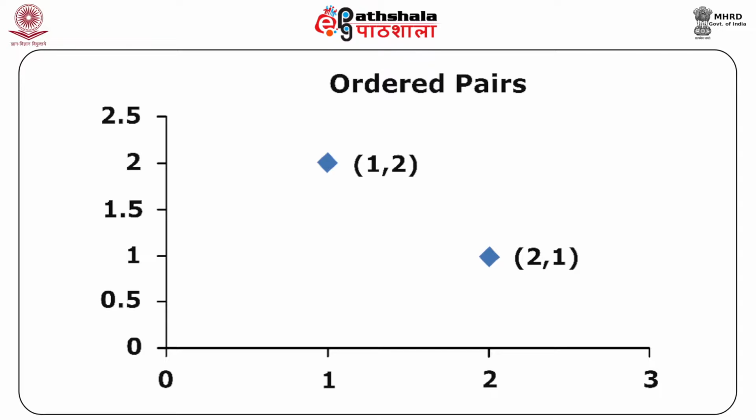Each ordered pair can be plotted on the xy plane, as shown in the diagram. The remark is that a set is represented by curly brackets, whereas ordered pairs are represented by normal brackets. Here (1, 2) is not the same as (2, 1).